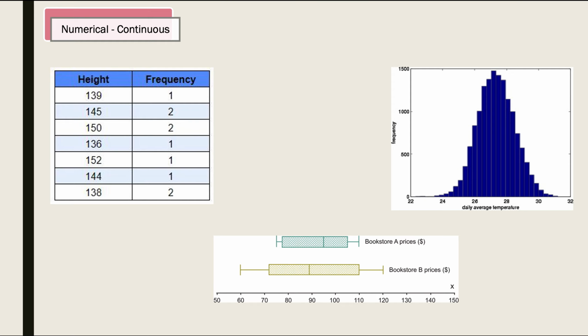Now on the right, we have a daily average temperature, and with temperature again, you can have decimals, and you have a histogram there. And at the bottom, we have another box and whiskers plot, I think it's called. And this one is about bookstore prices. So prices of books in a bookstore. So again, we can have a book that is $100.30. So this is continuous data as well.